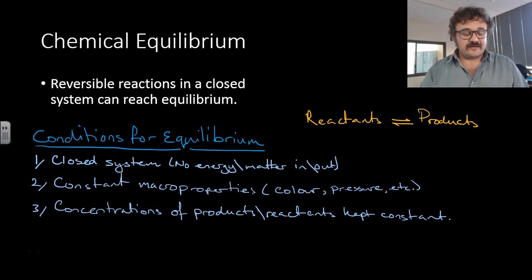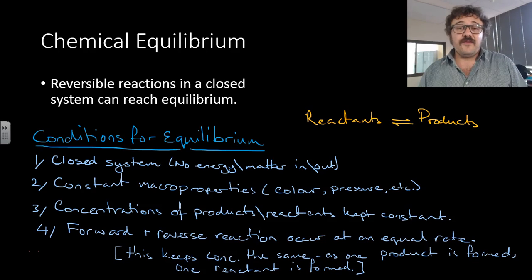Okay, so you're in a closed system. The macro properties are staying the same. The concentrations of your products and reactants are kept constant as well. The forward and reverse reaction occur at equal rate. Now, this keeps the concentration the same. As one product is formed, one reactant is formed. Now, this doesn't mean, again, you have equal products and reactants. Not at all. It just means that every time a product is formed, a reactant is formed in the opposite direction.